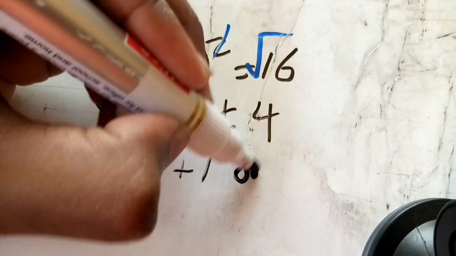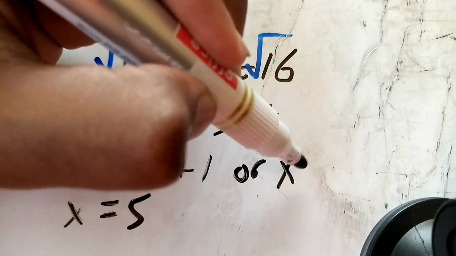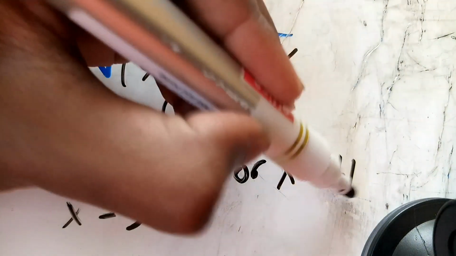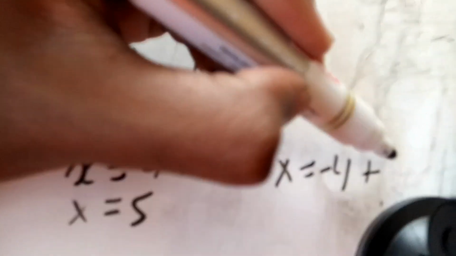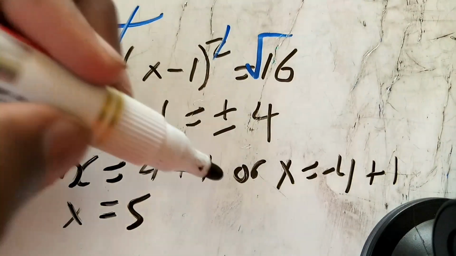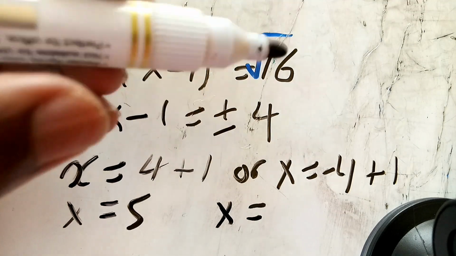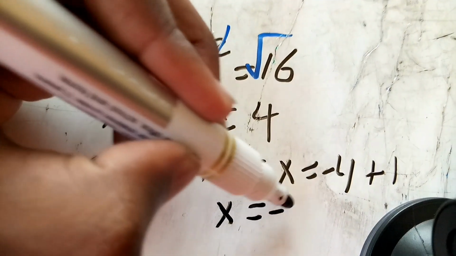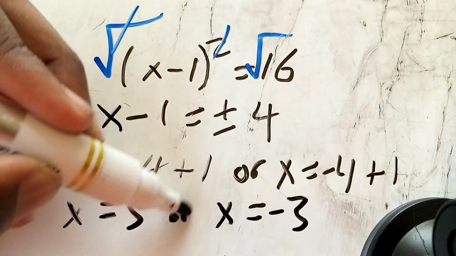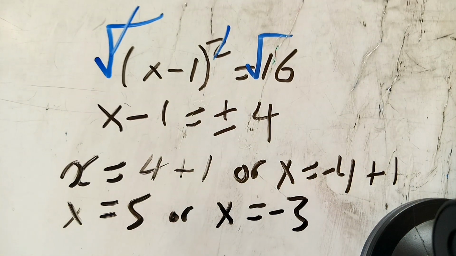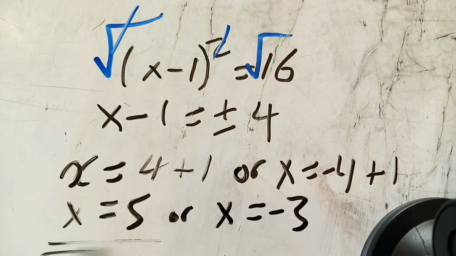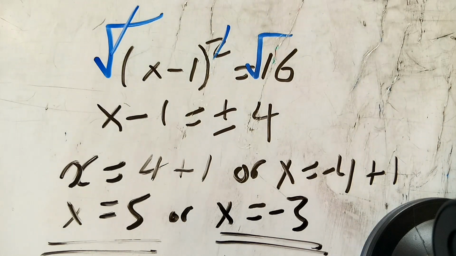Or we'll say x is equal to negative 4 plus 1, because it was positive or negative. Therefore, x is equal to, keep the sign of the largest and subtract, which will be negative 3. So our answers are 5 and negative 3 for that equation.